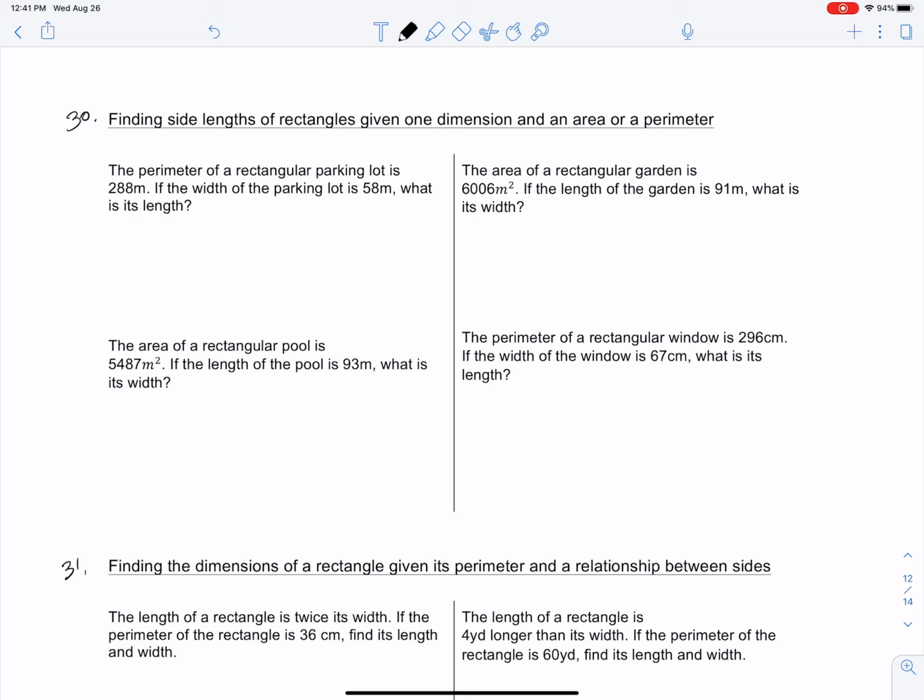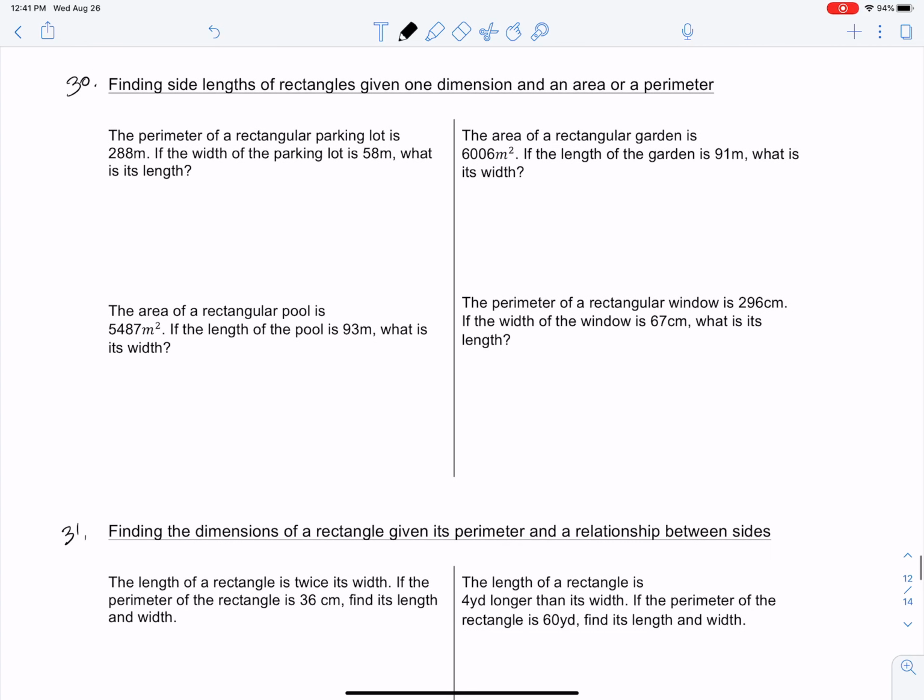30 says, finding side lengths of rectangles given one dimension and an area or a perimeter. All right, so let's read this. It says the perimeter of a rectangular parking lot is 288 meters. If the width of the parking lot is 58 meters, what is its length?